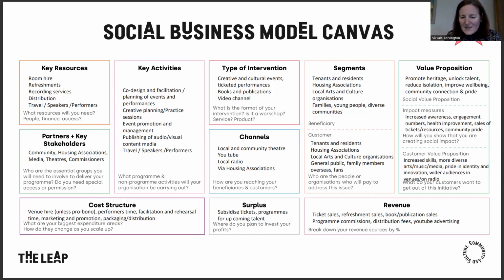The revenue aspect is: how are you making your money? Where's the income coming from? So ticket sales, refreshment sales, book publications, and then in time, program commissions as you start to expand, distribution fees, YouTube advertising potentially if they've got lots of hits on YouTube for the different talent and performers they're showcasing. I've just given some examples there, and we've already talked through what some of the costs to run this sort of project are. What you're then aiming for, really, in terms of a business model, is some sort of surplus.